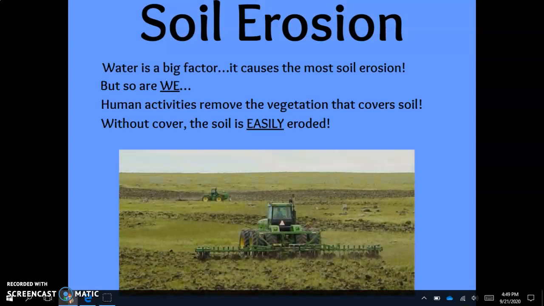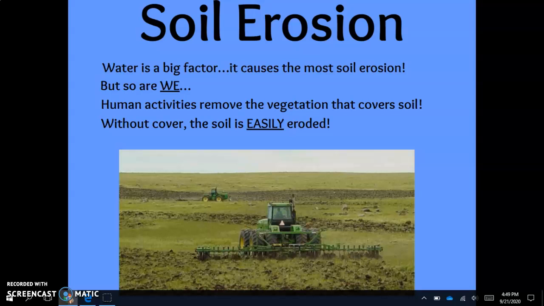Soil can be eroded away, so it can be washed away, and that's really detrimental because we need soil for our agriculture, we need soil for the crops and for other organisms. You know, we could not live and exist on Earth without soil. So water is a really big factor when it comes to soil erosion, but so are we. So human activities remove vegetation that covers soil, and without that cover, the soil is easily eroded.